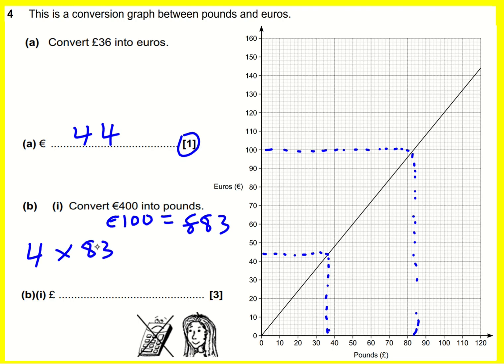4 times 8 is 32, so we're going to get 320. And then 4 times 3 is 12. So it's going to be £332.